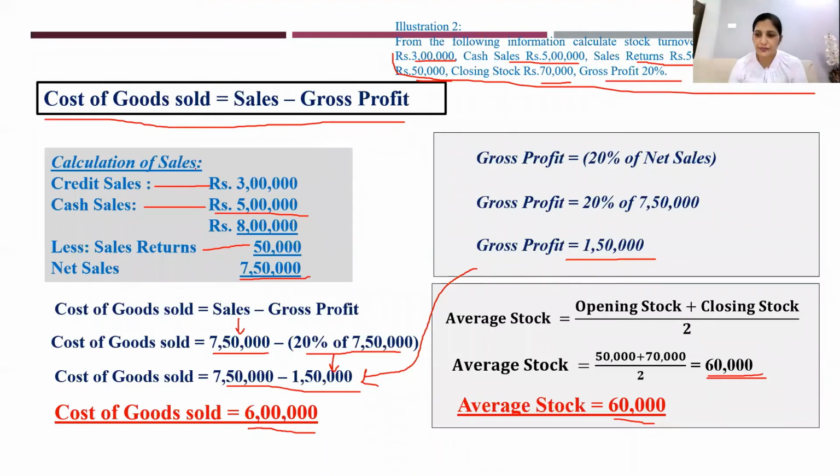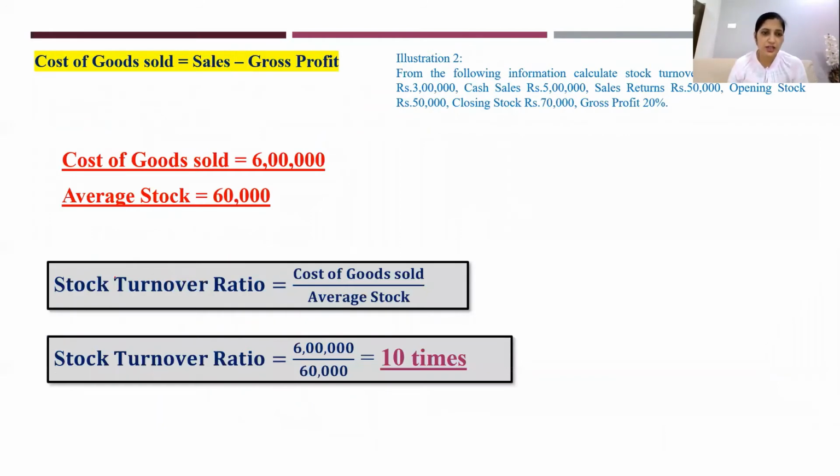Okay, finished. Now we'll find out the stock turnover ratio. Cost of goods sold is 6 lakhs. Average stock is 60,000. So cost of goods sold divided by average stock. 6 lakhs divided by 60,000 is 10 times. So your company is very, very efficient. The turnover is 10 times. Okay. Understood, girls? Are you all understanding? Shall I proceed further?